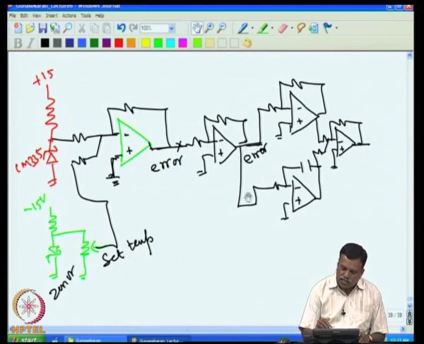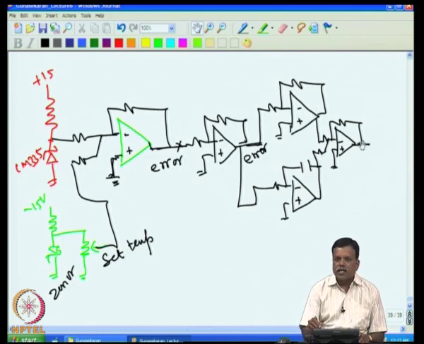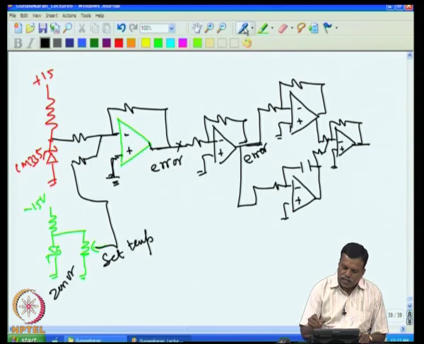The error voltage is time integrated, and the time integrated voltage is available here, and that is summed up with this proportional, this amplified error voltage, and then you get a total voltage at this point, that is the sum of P and I appearing here. This we can use to drive the heater.